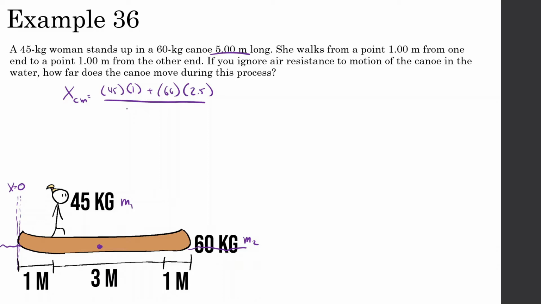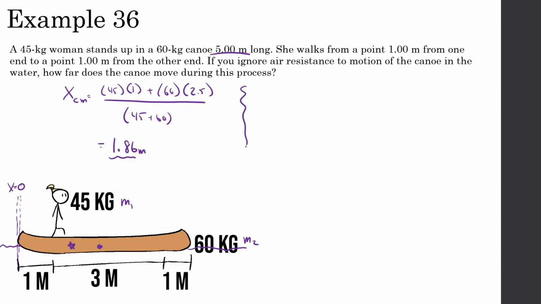And then this is going to be divided by the total mass, 45 plus 60. And then let's see what that gives us. 45 times 1 plus 60 times 2.5 divided by 105, which gives us around 1.86 meters. Okay, so we know that the center of mass is around here, 1.86 meters.